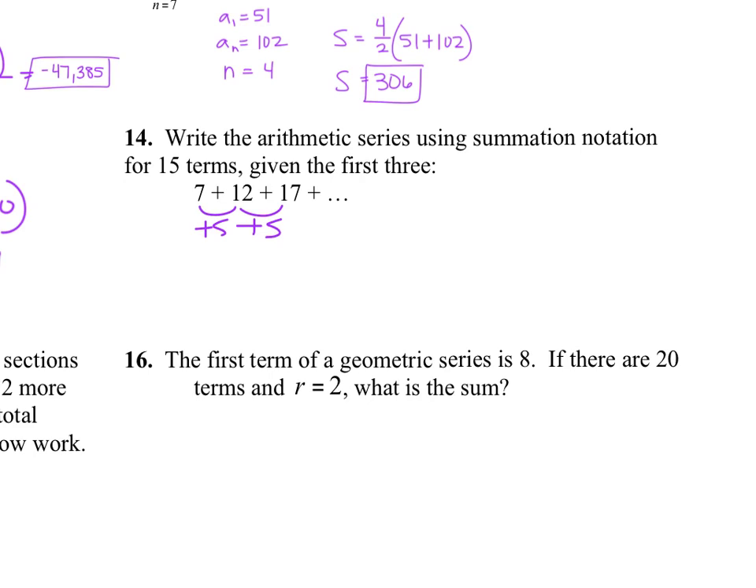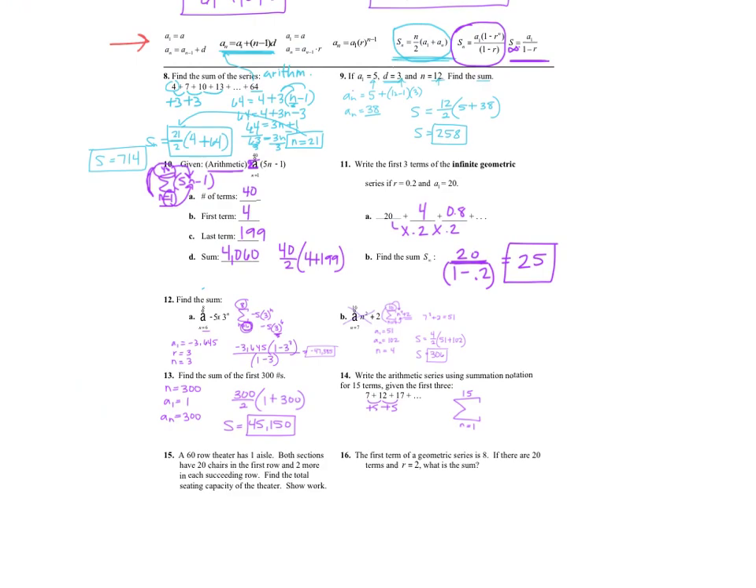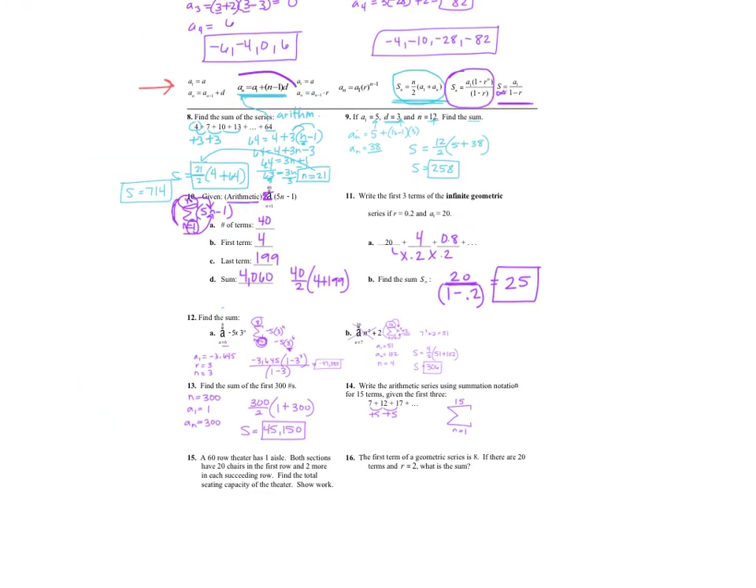If you think about it, they want the first 15 terms. So when you set up your summation notation, we're going to start with the first and go all the way to the 15th. And then we need to come up with our explicit formula here. So if we set this up as an arithmetic explicit formula, we're doing this one.